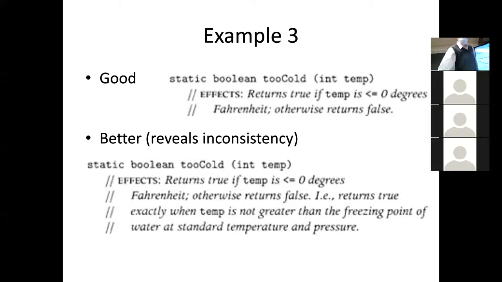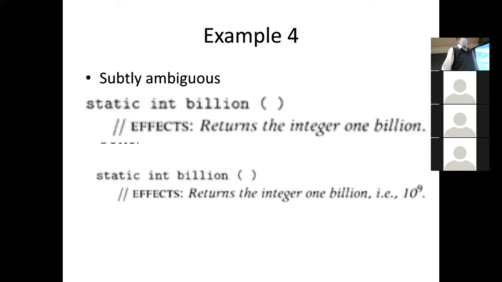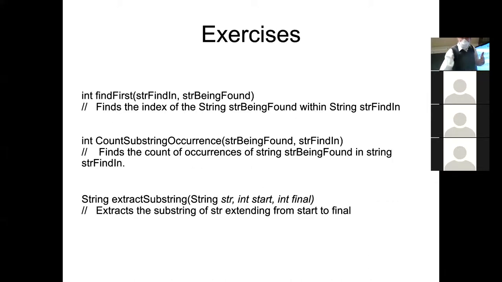Something a little bit more fulsome for a specification brings that up, right? Okay. And also this is ambiguous. I mean, you wouldn't think it. A billion commonly here means 10 to the ninth, but if you just say return the integer 1 billion in the specification, it turns out this means different things in different places. By writing it out, i.e. this, you give less room for misunderstanding.